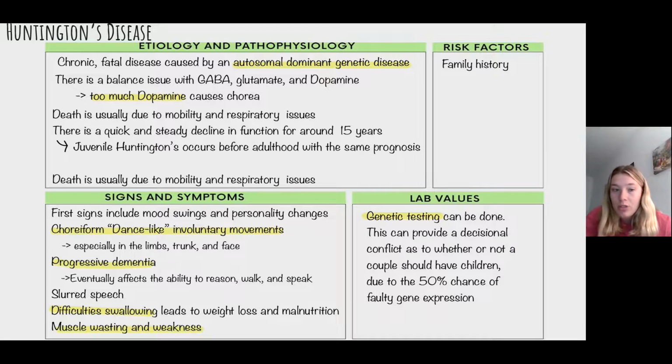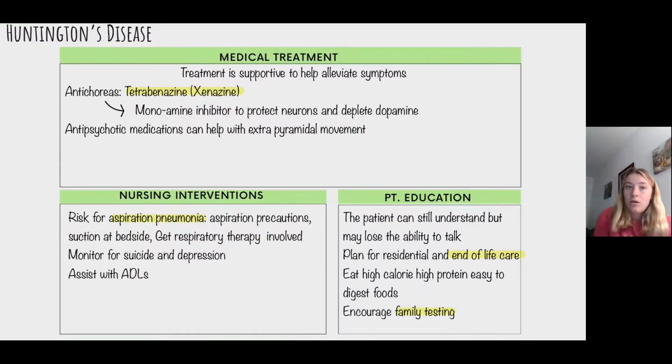Really diagnosed with genetic testing. So what are we going to do? Treatment is supportive. Unfortunately, there's no cure, but we're going to try to improve quality of life. So we're going to give them tetrabenazine. This is just to help with those chorea movements, and it also protects the neuron from damage. We can also give them antipsychotic medications to help with the extrapyramidal movements, which we talk a lot about in pharmacology class.